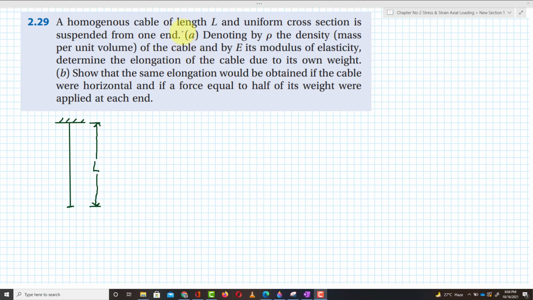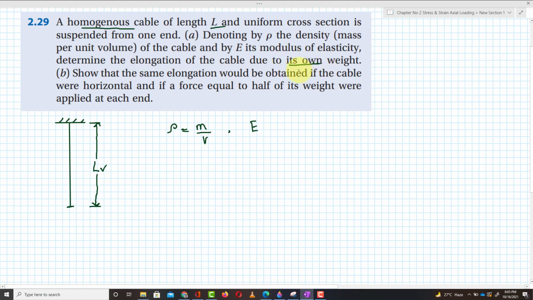Bismillahirrahmanirrahim. Problem 2.29. The statement of the problem is that a homogeneous cable of length L and uniform cross section is suspended from one end. So this is, let's say, the diagram: a cable of length L suspended from one end. Clear? Denoting rho as the density, mass per unit volume. So rho is given, and E is the modulus of elasticity of the cable. Determine the elongation of the cable due to its own weight.